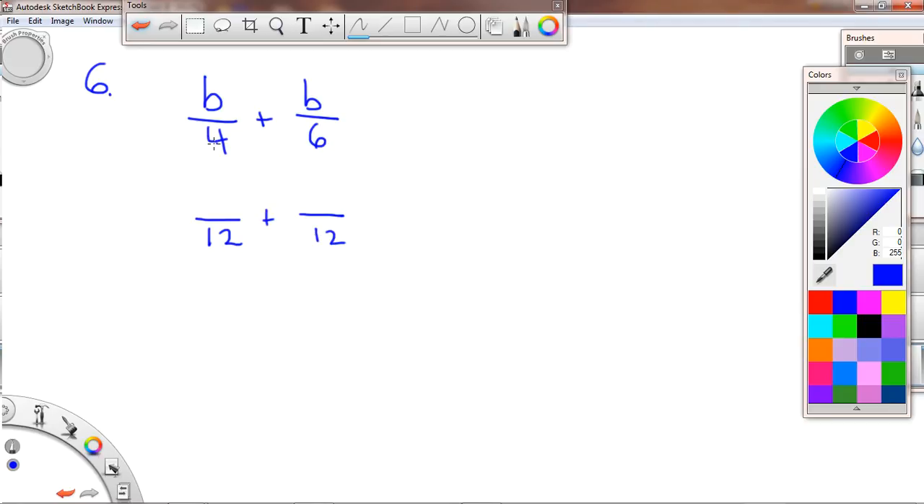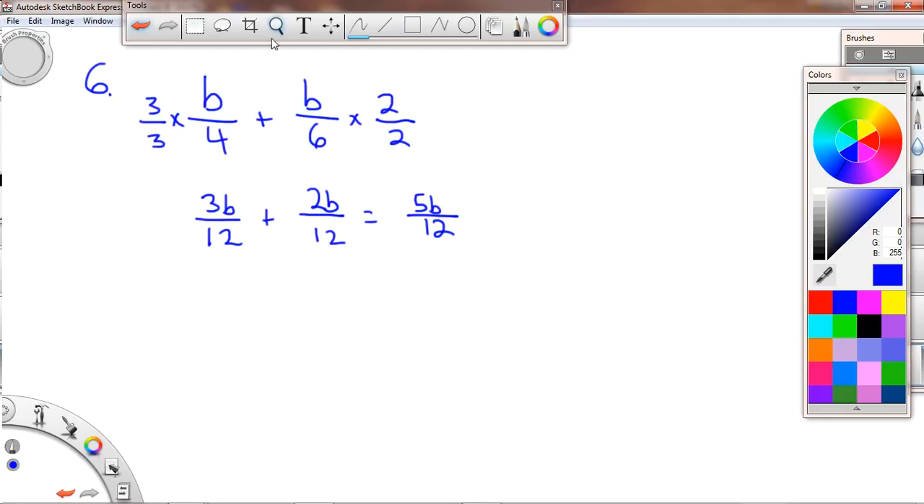And now I'm going to think to myself, well, what did I multiply 4 by to get 12? That was 3. So I need to multiply the top by 3 as well. 3 times b is 3b. Over here, what did I multiply the 6 by? I multiplied the 6 by a 2 to get 12. So I need to multiply the b by a 2, which gives me 2b. And finally, we add our numerators. I'm going to skip that step that I did before because I already did it once. 3b plus 2b is 5b. And there we go. That's how we add fractions that have variables in the numerator.